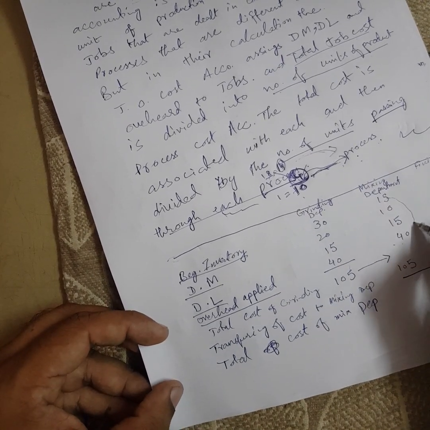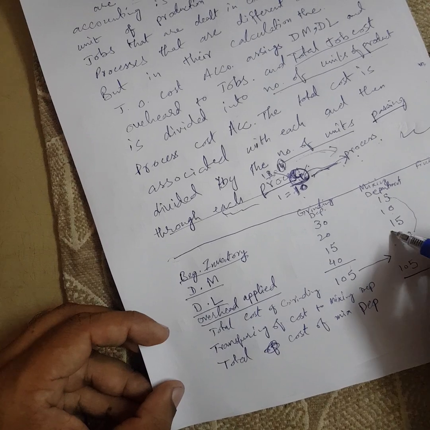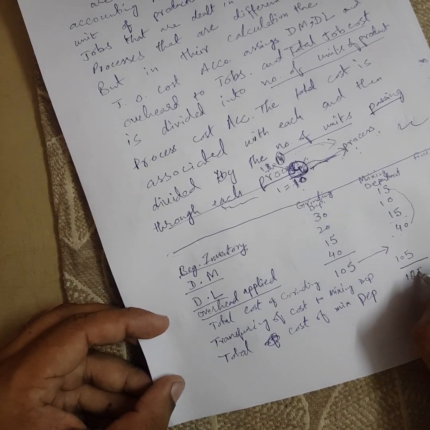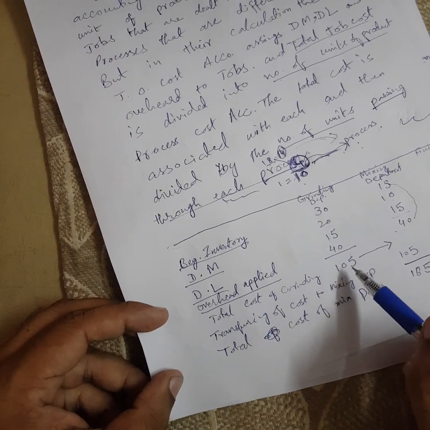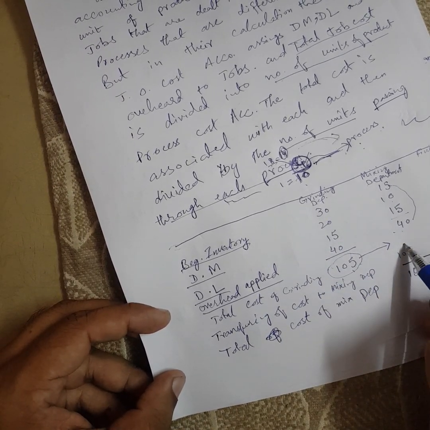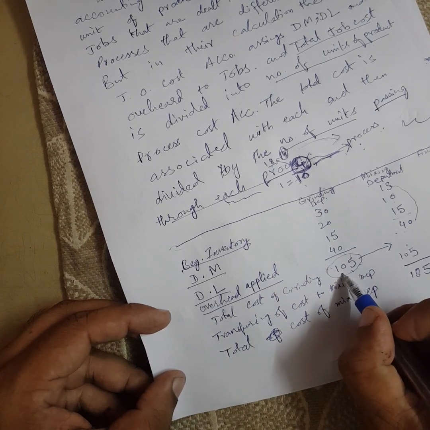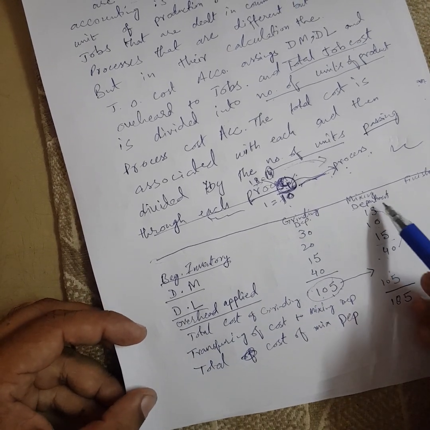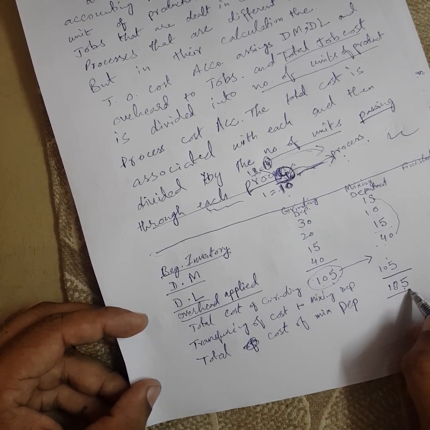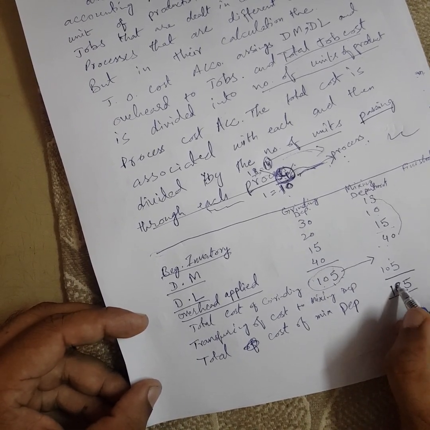The initial cost we will total: 15, 25, 40, 40 plus 40, 80, 80 plus 105. This is the concept. Like the units that we have transferred from the grinding department to the mixing department, we will include their cost, and the total cost in the mixing department will be 185.